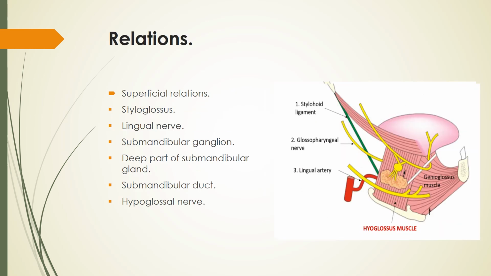While the superficial relations are the same, as you have discussed with the submandibular gland and ganglion, these are styloglossus muscle, lingual nerve, then submandibular ganglion related to the lingual nerve and deep part of the submandibular gland, and this is the hypoglossal nerve. Now these structures are present superficial to hyoglossus muscle.